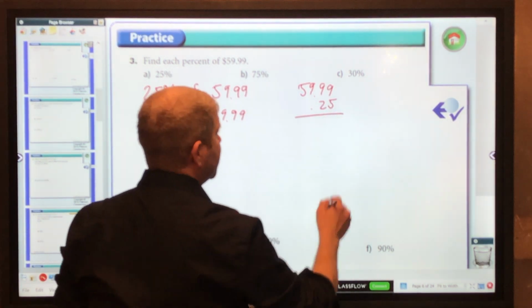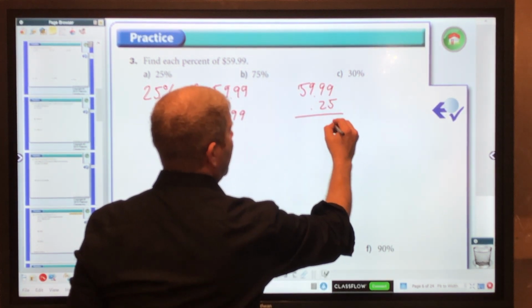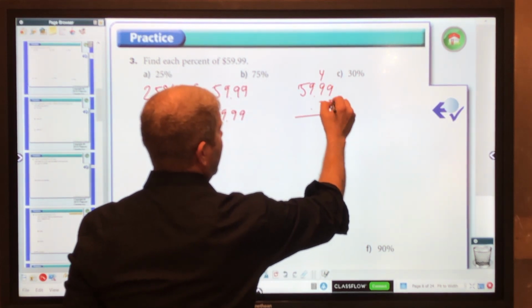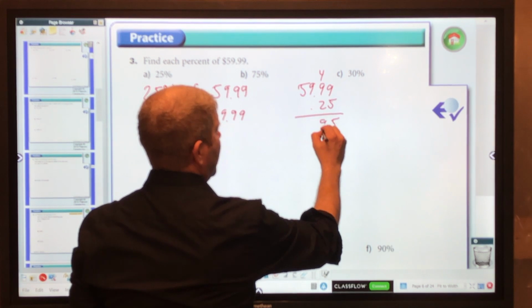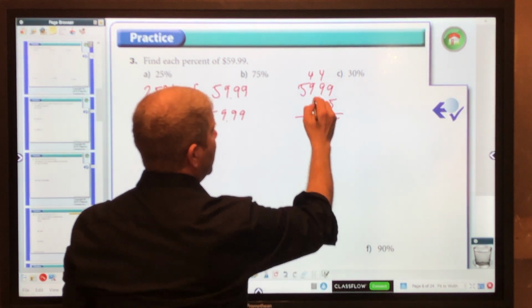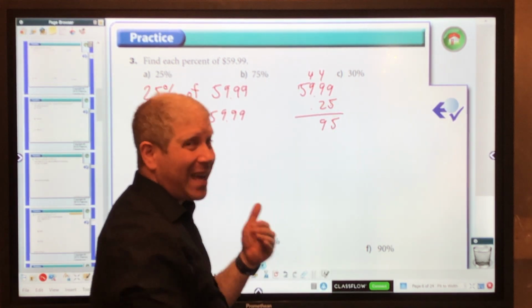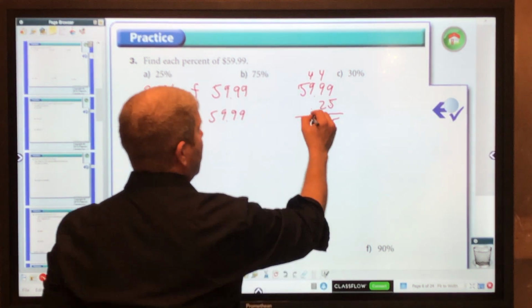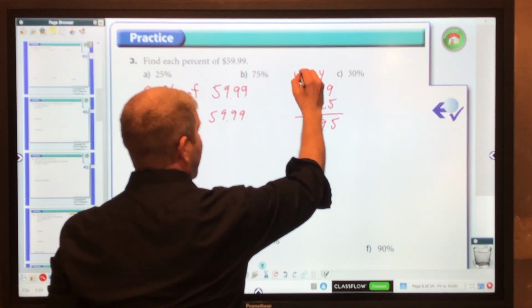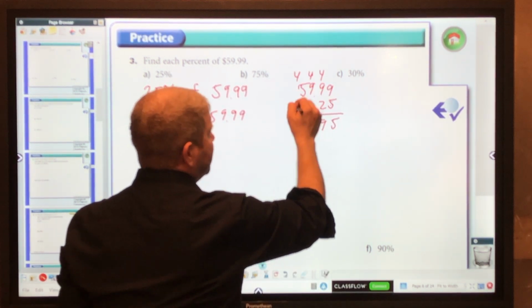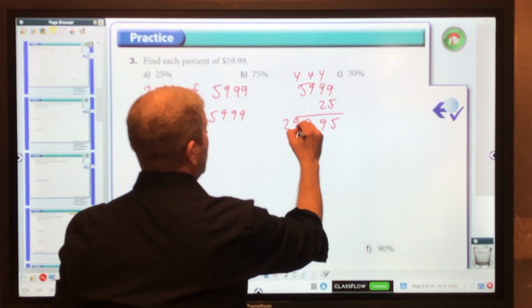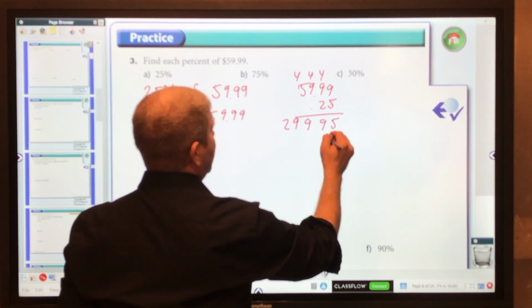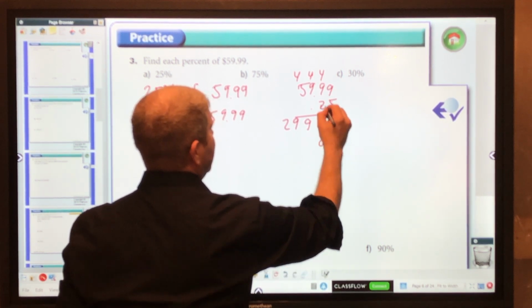Do the multiplication. 9 times 5 is 45. Carry the 4. 9 times 5 is 45. Add the 4, makes it 49. Don't forget to carry your 4. 9 times 5 is 45 again. Add my 4, 49. Carry my 4. Now we're at 5 times 5, 25, plus my 4, makes it 29. Bring down a 0. 2 times 9 is 18, carry the 1.